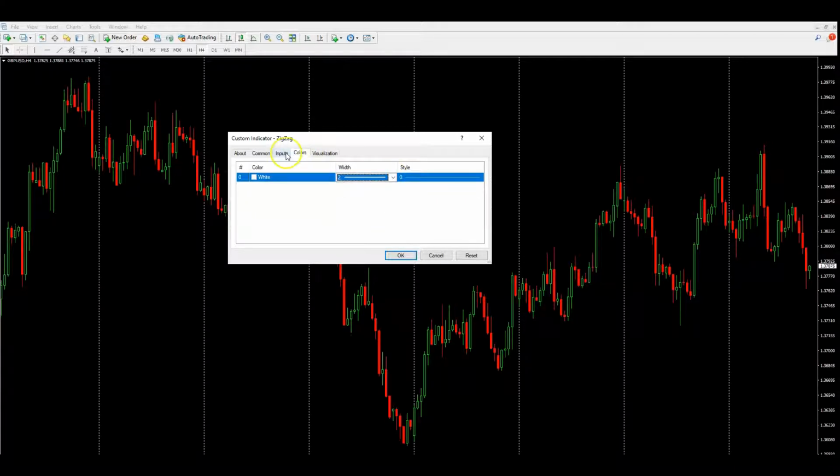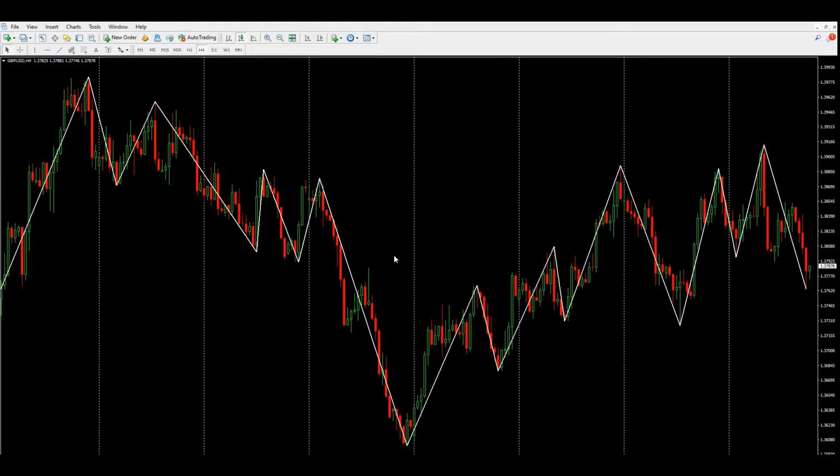There is no certain input. I leave everything here the same. Your depth will be 12, your deviation will be 5, and your back step will be 3. You can play with these numbers if you like, if you want to change it up once you place them on your chart. But for me, I'm just going to keep everything the same. So again, you can change your color here and your width here. And I'm going to select OK.